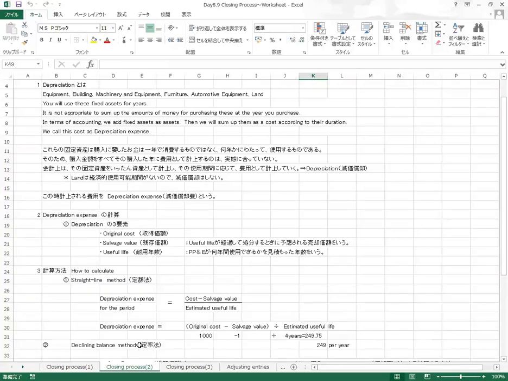So please research about this. Almost all depreciation expense depends on your government's rule. So in Japan, it correlates to the national tax. So there is no, how to say, there is no rule.